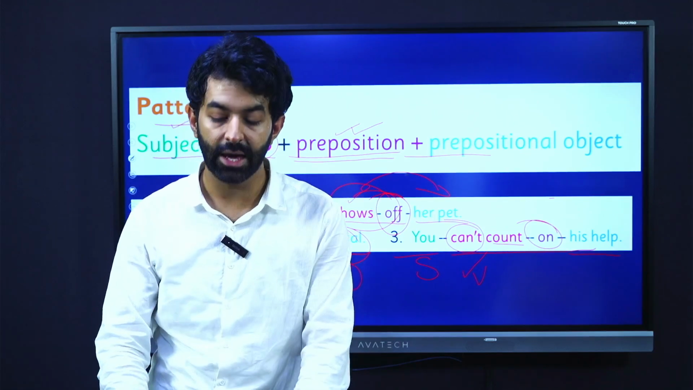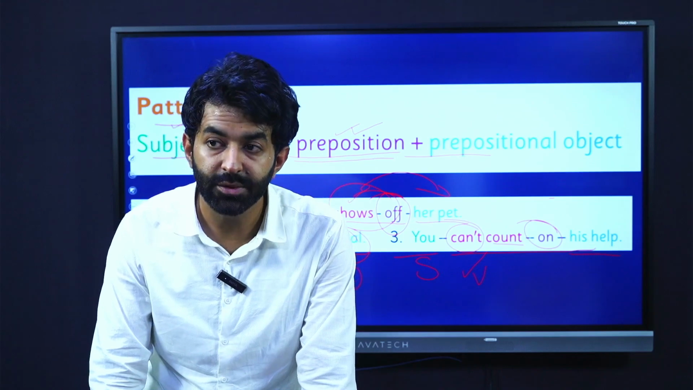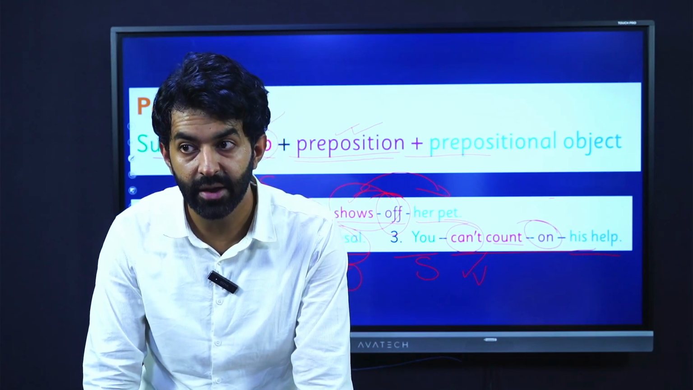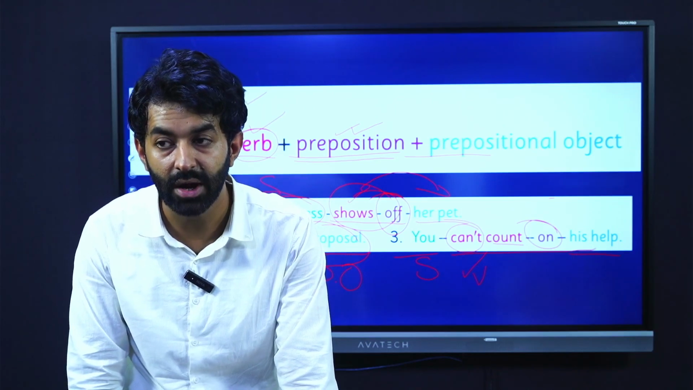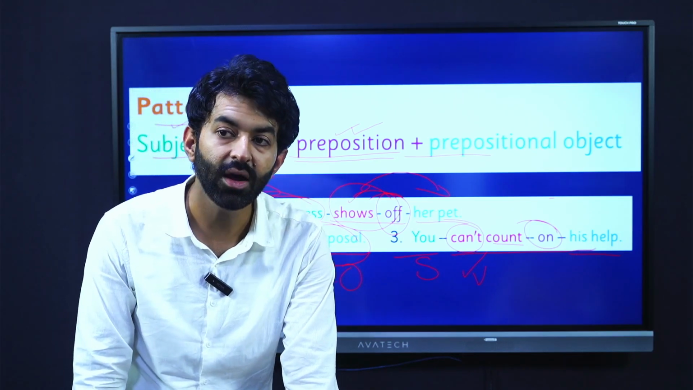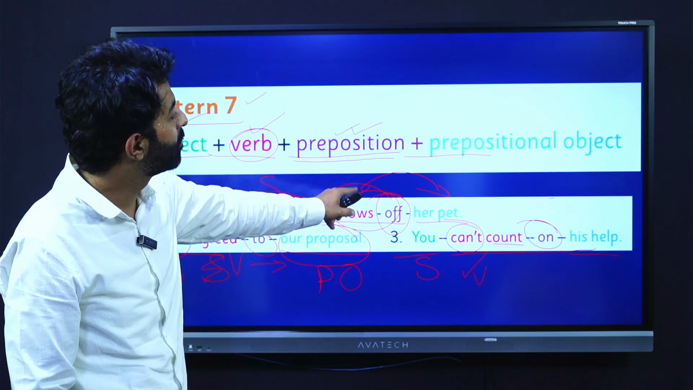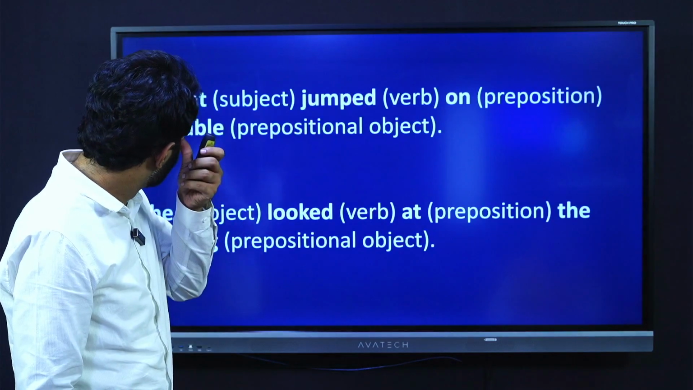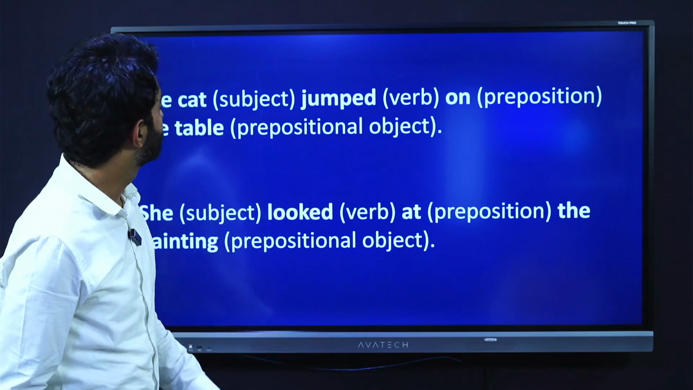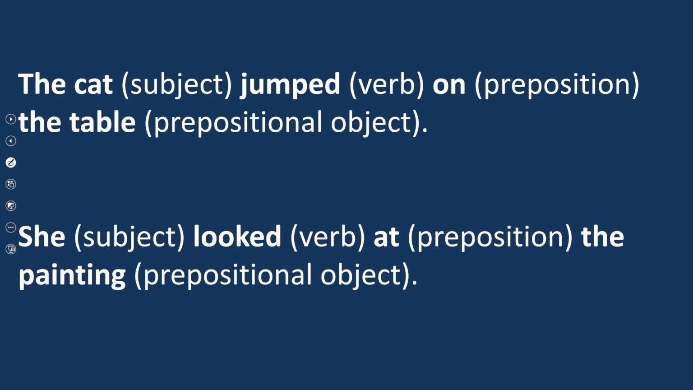हमने देखा था कि कुछ verbs के साथ object required होता है, कुछ के साथ नहीं होता, right? And वो क्या था? Transitive and intransitive. So we will have transitive verbs. जी, let's look at some more examples. Now, the cat jumped on the table. We have our subject, the cat, jumped, verb, on. On क्या है? Preposition and then the prepositional object.